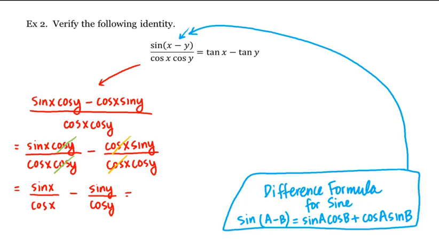which is equal to, sine x over cosine x is tangent x, and sine y divided by cosine y is tangent y, which is exactly the right-hand side. And so we verified this identity.